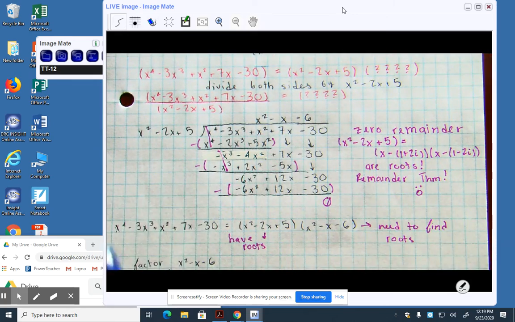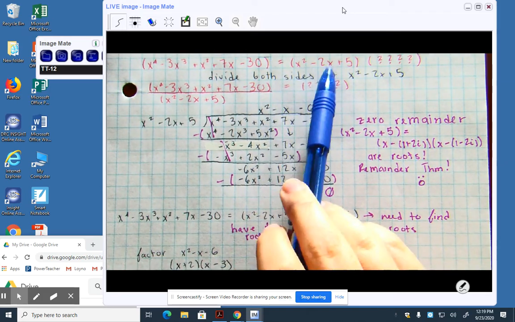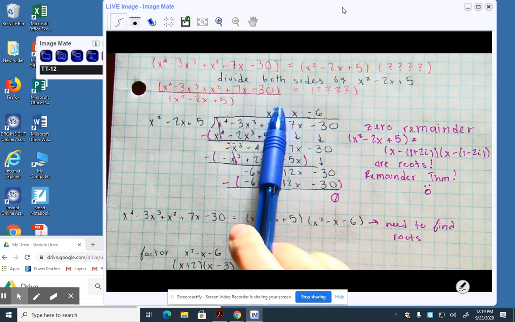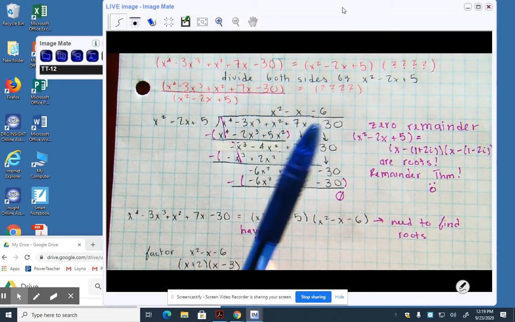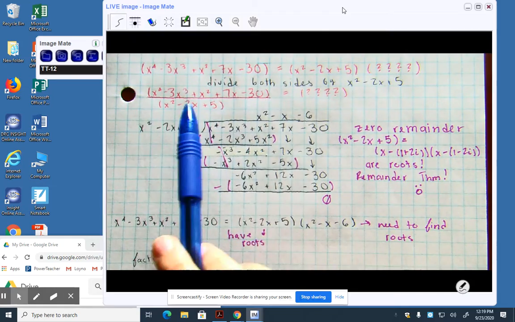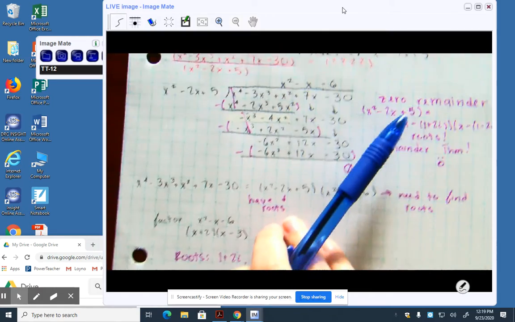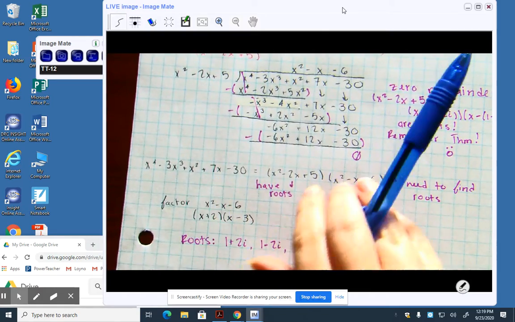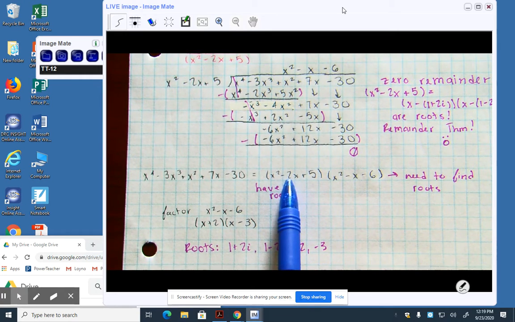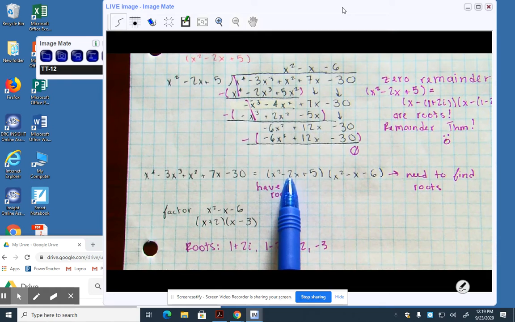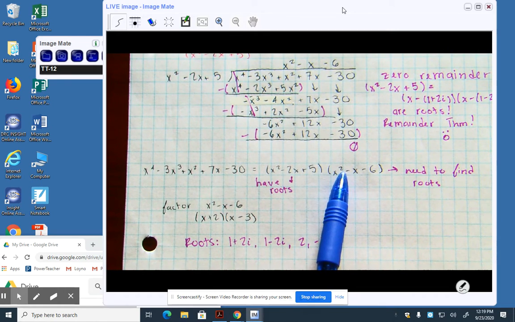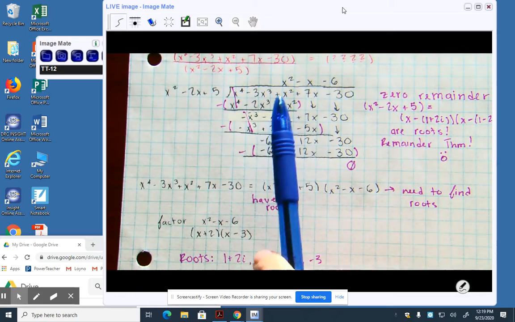But through this process, we were able to find what our missing quadratic is. So this quadratic times this quadratic equals this quartic. So I'm going to put that back in my equation that I wrote up here in red. I've got my original quartic that I was given in the problem. I've got my quadratic here that I found from multiplying together my complex roots. And then now I've got my new quadratic, which I got from using long division.